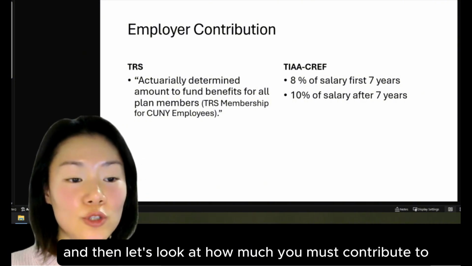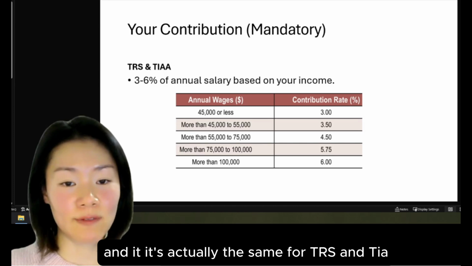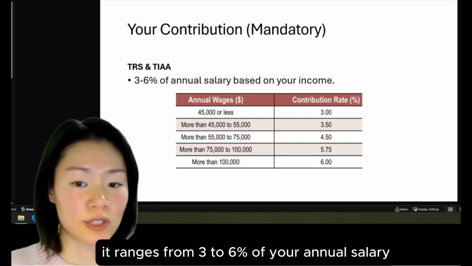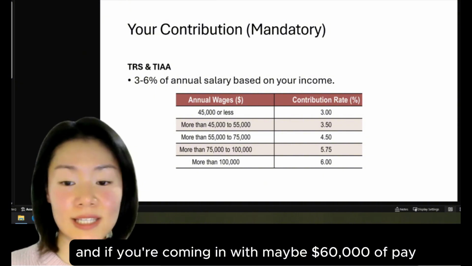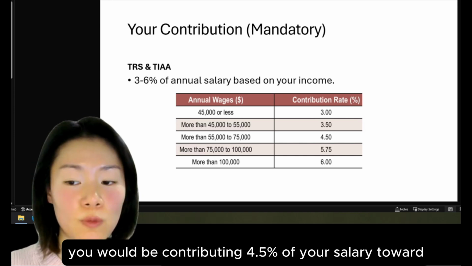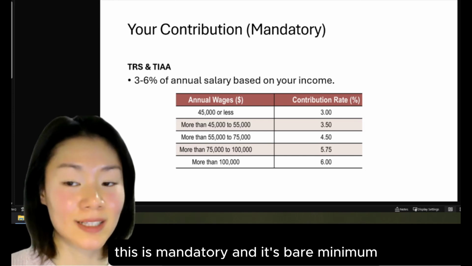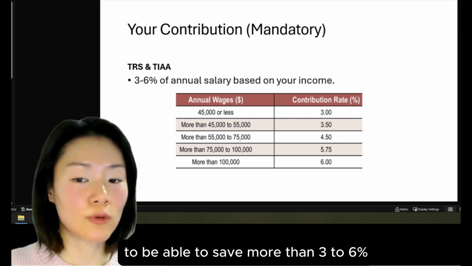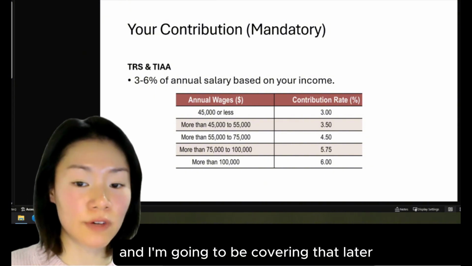Then let's look at how much you must contribute. This is a mandatory amount, and it's actually the same for TRS and TIAA. It will cost you the same. It ranges from 3 to 6% of your annual salary based on your income. If you're coming in with maybe a $60,000 salary, then you would be contributing 4.5% of your salary toward the retirement plan. This is mandatory and it's the bare minimum. There is a voluntary option for both plans to save more than 3 to 6%, which are optional plans, and I'm going to be covering that later.